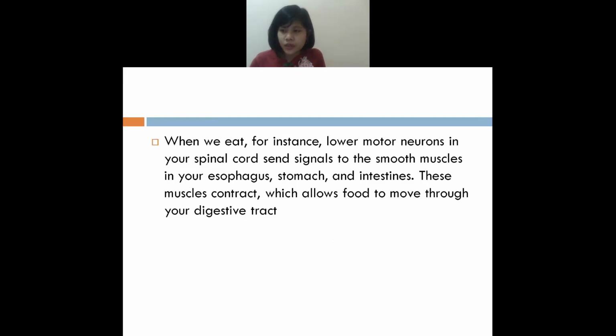Okay, so this is just the example of lower motor neurons. So for example, let's say the brain sends signals to the spinal cord, right? From the spinal cord, they send signals to whom? The smooth muscles. Say for example, they have sent signal to the digestive system, that is the GIT, gastrointestinal tract. So they send signal to the esophagus, stomach, intestine, so that they can perform their function, so that they can help you in digesting the food which you are taking.